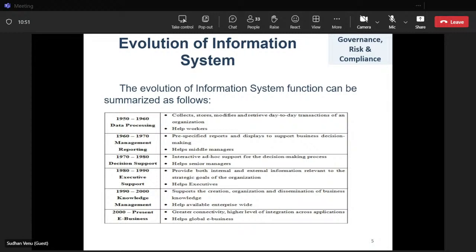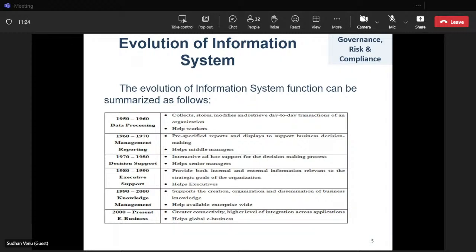So these are the things for the evolution of information systems. In the 1950s, that is for data processing, we call this electronic data processing, and it will store, collect, and modify the day-to-day data transactions of the organization. It will help the workers who are getting the data information and doing the data processing in the 1950s to 1960s.